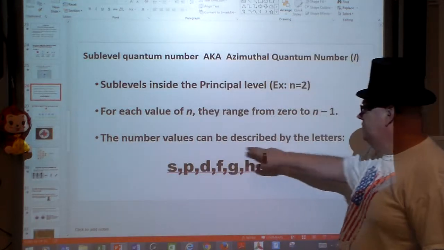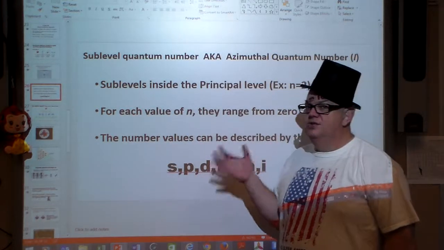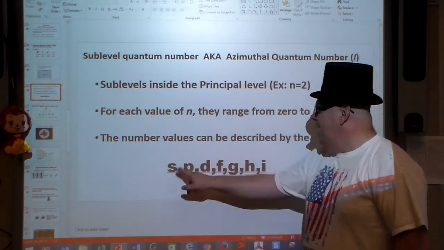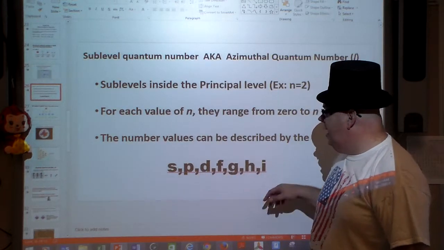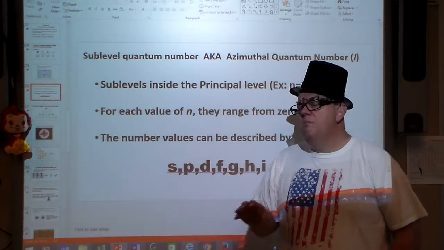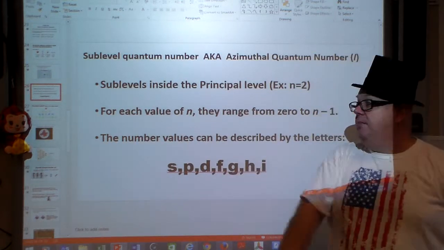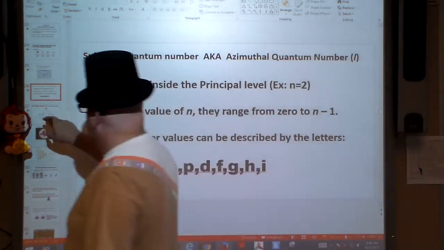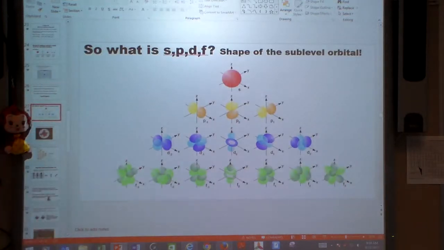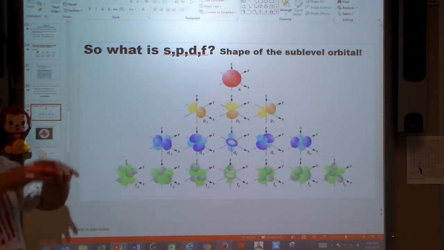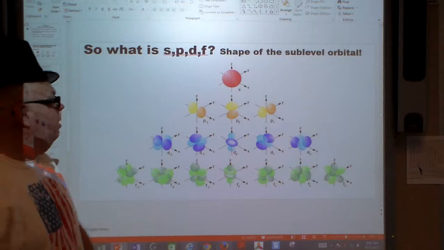Now, the number values can be described by the following letters, which people find a lot easier: S, P, D, F, G, H, I. Now, we're not going to memorize all those letters. S, P, D, F, that's what we're going to spend a bunch of time working on. Wait, what do you mean by S, P, D, F? Well, it's the shape of our sublevel's orbital, okay?